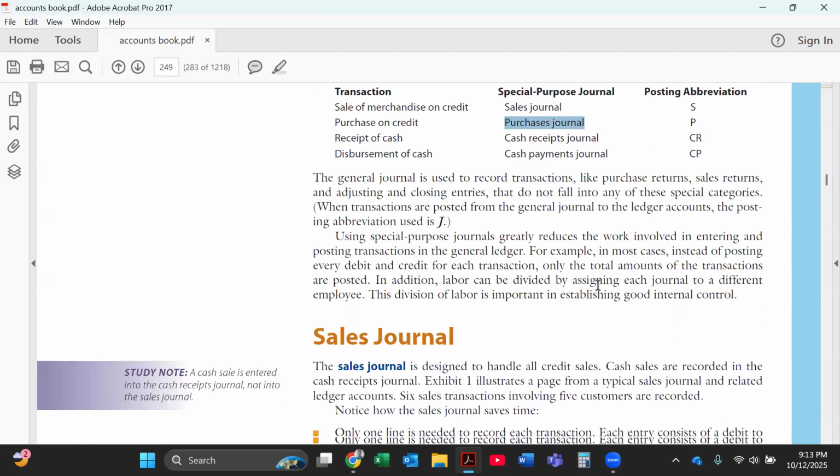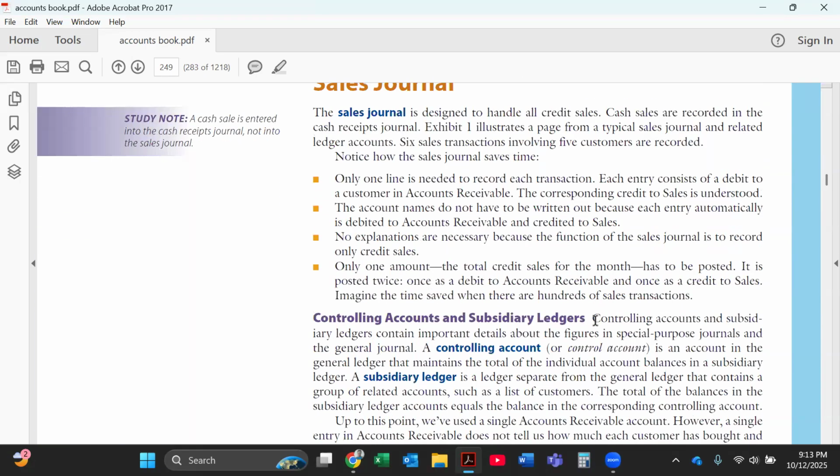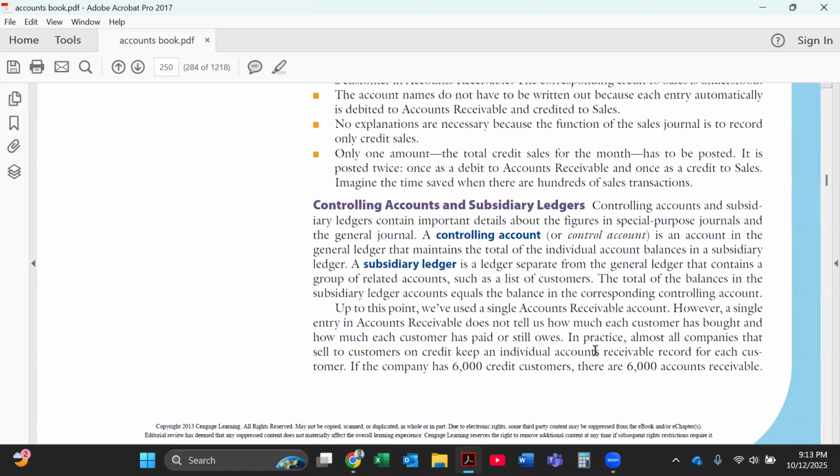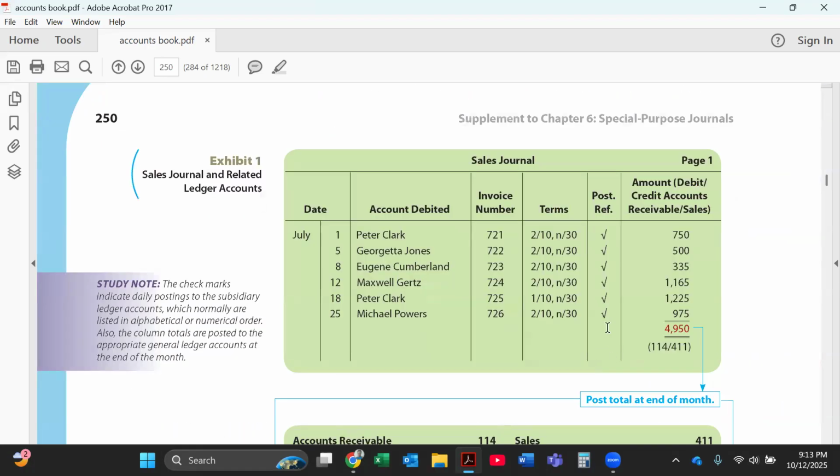And so here's an example, scrolling down, of what a sales journal may look like. These are just all of the debits and credits that relate to sales. Normally, companies record sales on a daily basis. There's normally a customer account associated with a sale. Invoice numbers are prepared, and there are certain terms and certain amounts.